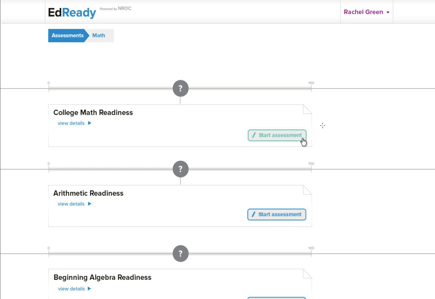Having made those choices, you do ultimately land on a page that provides a number of different assessments that you can pursue. For example, if you know that you're going to be tested upon going to some institution on the entirety of math that you would have been expected to have learned in high school, you may want to just take an overall college math readiness assessment. On the other hand, you might already know that what you really need to work on is arithmetic or beginning algebra or some other area of math. Again, depending on which version of EdReady you're using, those options may or may not be available. In this case, we're pursuing college math readiness.